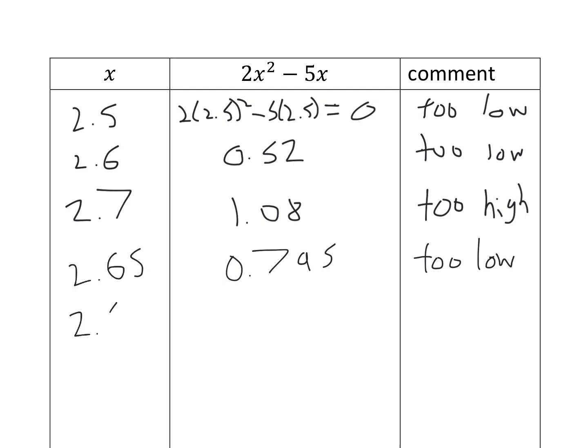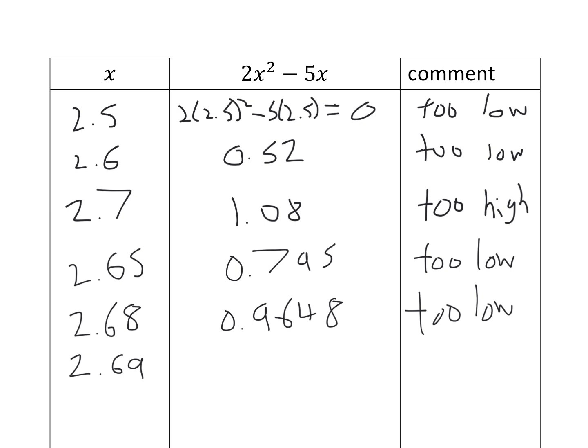So it'll go a bit bigger, 2.68. 2.68 gives 0.9648, getting very close. That's still too low though. So this one wouldn't have got me a mark. It's not vital to have this one. 2.68 was a better guess. 2.69. If we put that in, we now get 1.0222. So we've got very, very close now.